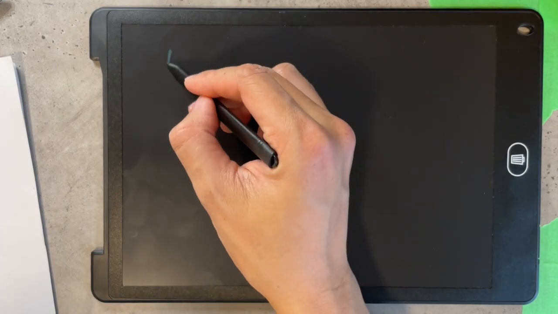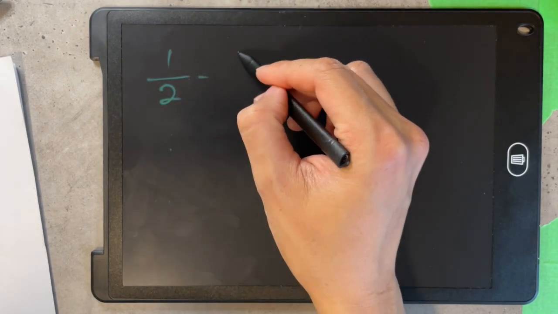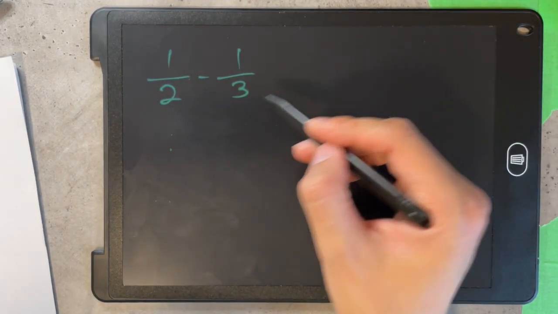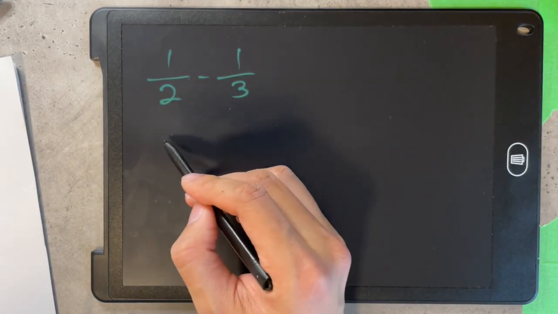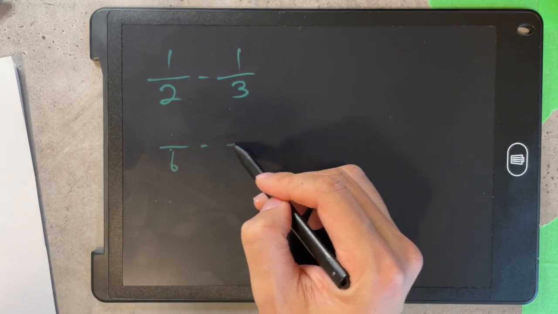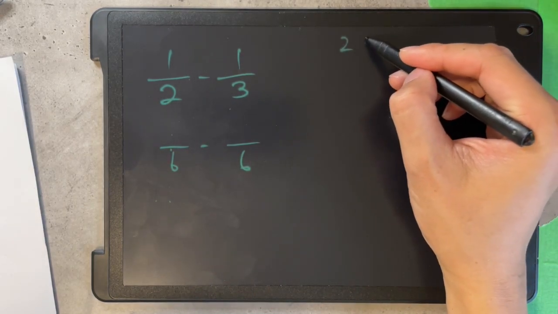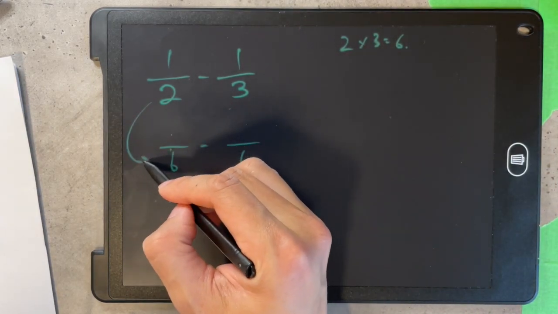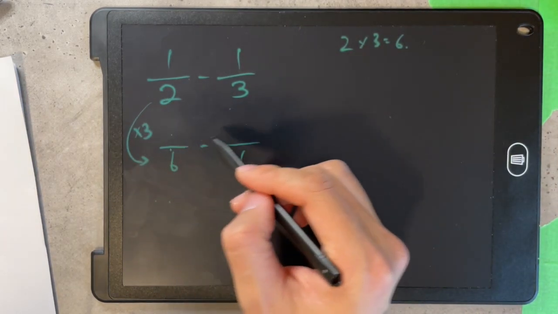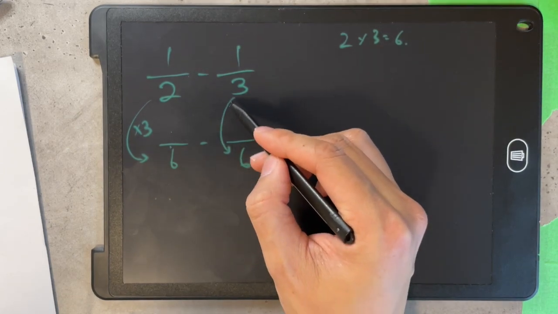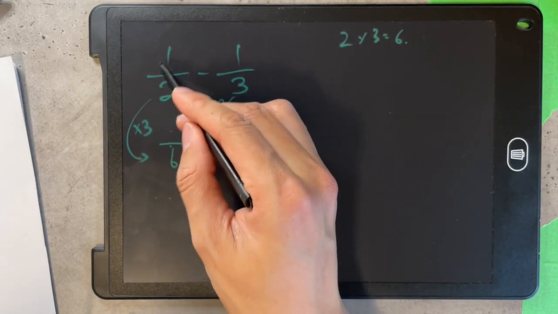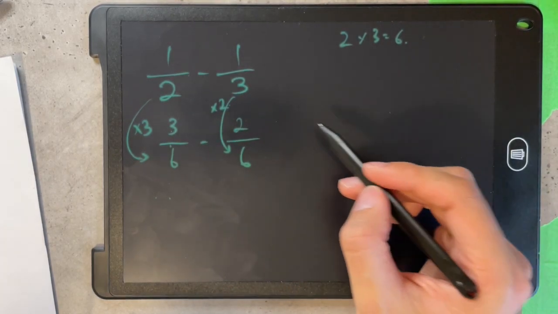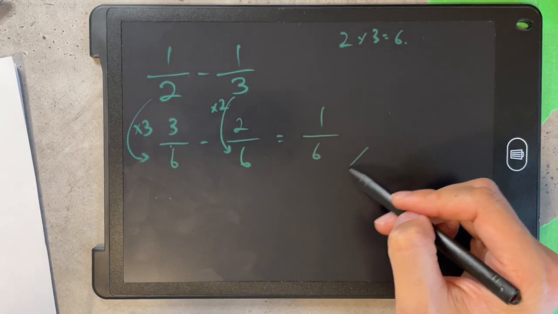Now for subtraction, it's the same process. Let's say I have 1/2 minus 1/3. Now I find the lowest common multiple, which is 6, because 2 times 3 is 6. You can't simplify. Now I'm multiplying the bottom number by 3 to get 6, and the other side by 2. So 1 times 3 is 3, 1 times 2 is 2, 3 minus 2 is 1, so the answer is 1 over 6.